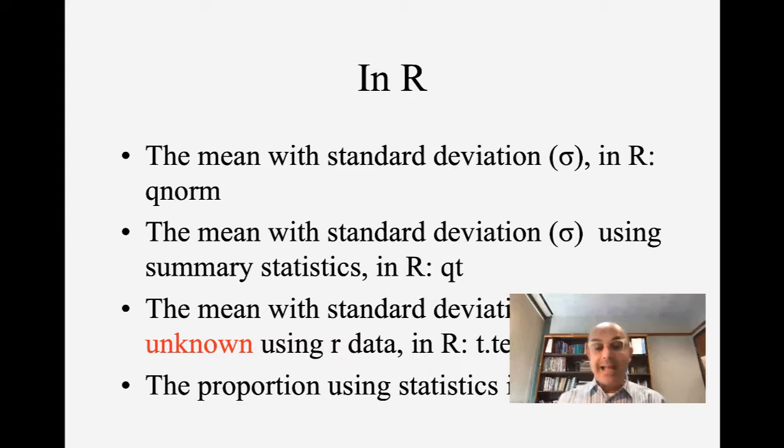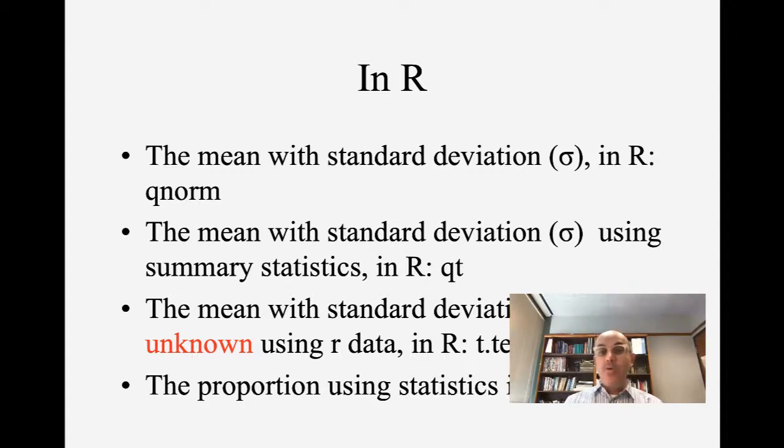How do we apply that in R? This is a good question, and I want you to have a good sense of it. The mean with a known standard deviation in R uses the function called qnorm. And the mean with the standard deviation using summary statistics in R is qt.